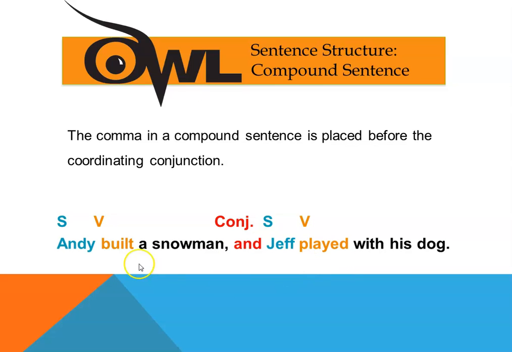Okay? Or we might say, lastly, something like, Andy built a snowman, comma, but Jeff played with his dog. That's emphasizing the fact that Jeff is not participating. He doesn't want to build a snowman with Andy. So you can see, even though the differences are nuanced, using a different conjunction word after the comma can change entirely the meaning of a sentence.